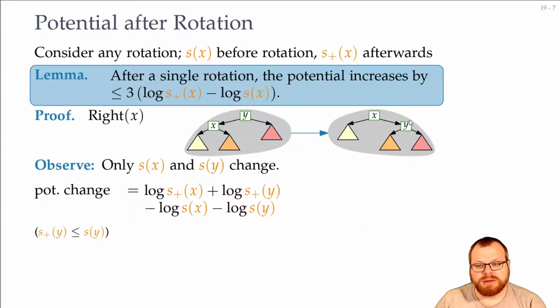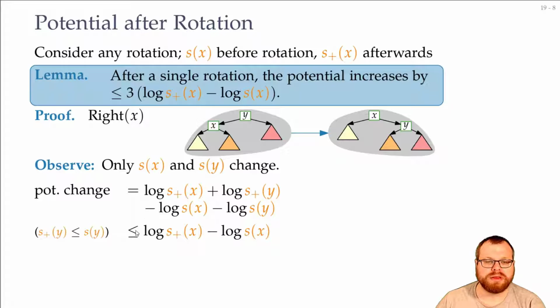Well, for y the sum of weights definitely goes down from here to here, because it still has the orange and red, but it loses the x and the yellow. So this part here is always smaller than 0, so we can just remove it and say the potential change is at most the logarithm of the new sum of weights of x minus the logarithm of the old sum of weights of x. And this is almost what we want. And since we know that the sum of weights of x always increases, we can just take this times 3 and then we get our formula.